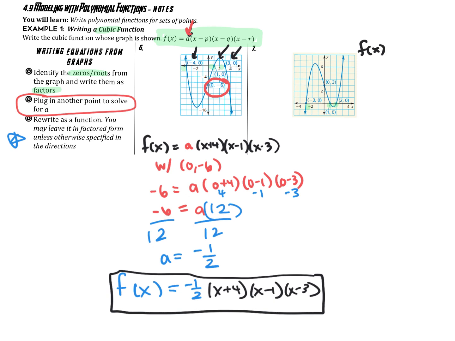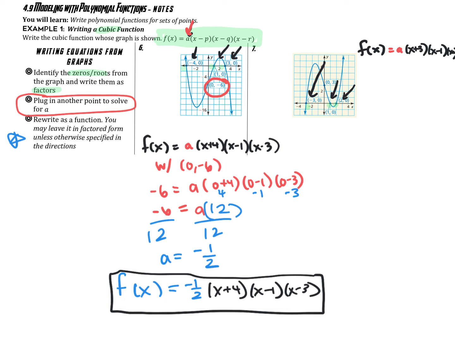All right, so the first thing I'm going to do is identify all my zeros. I see one at -3, so x plus 3. I see one at +1, so x minus 1. And I see one at +2, so x minus 2.